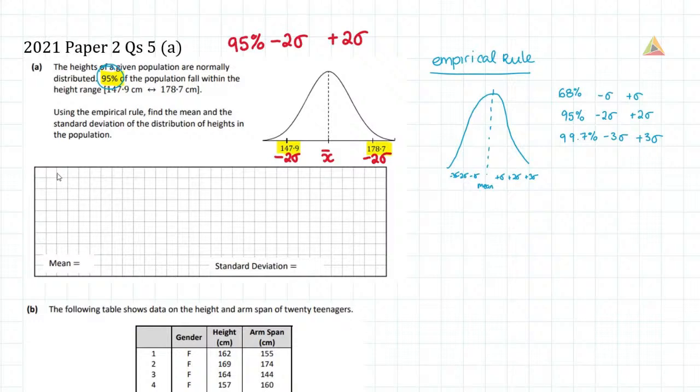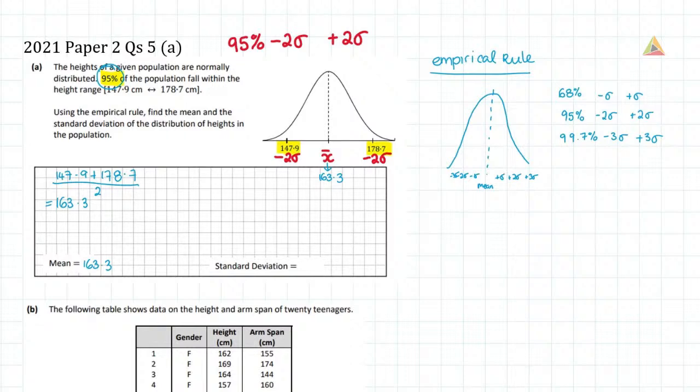So we're going to say 147.9 plus 178.7, and we're going to divide that by 2 to get what's halfway. And that gives me 163.3, and that's going to be my mean. So I can fill that in here as 163.3 is my mean.